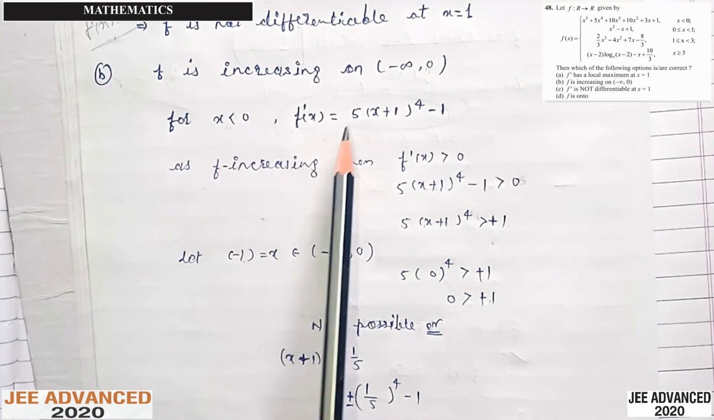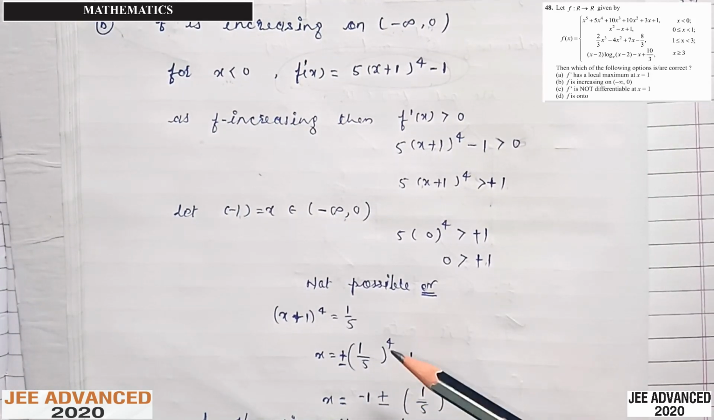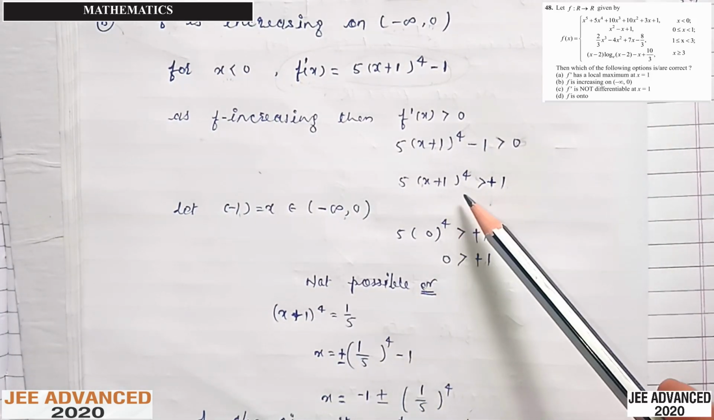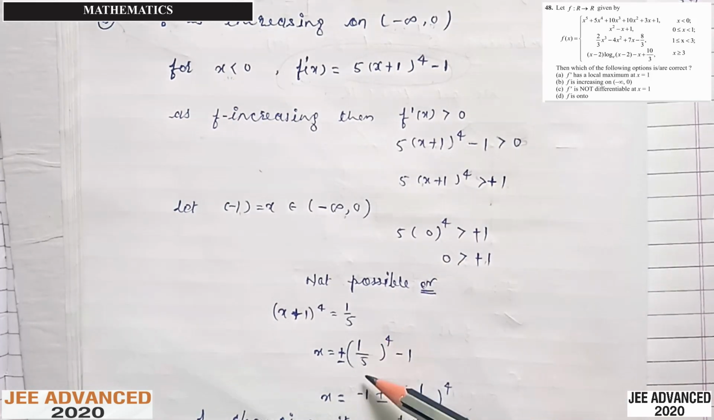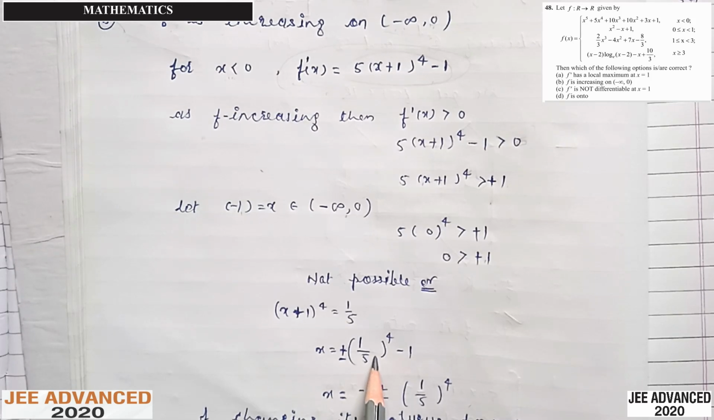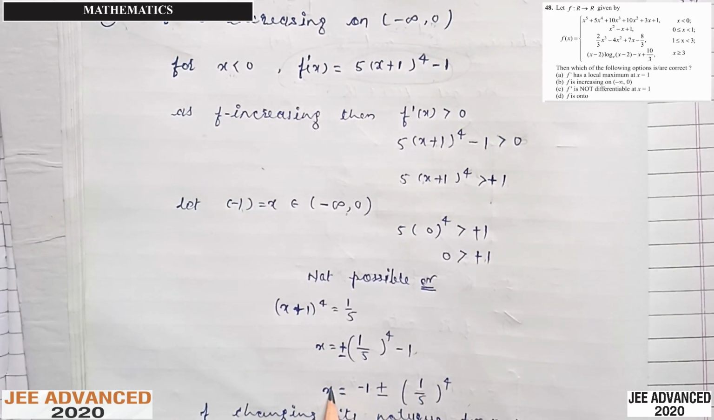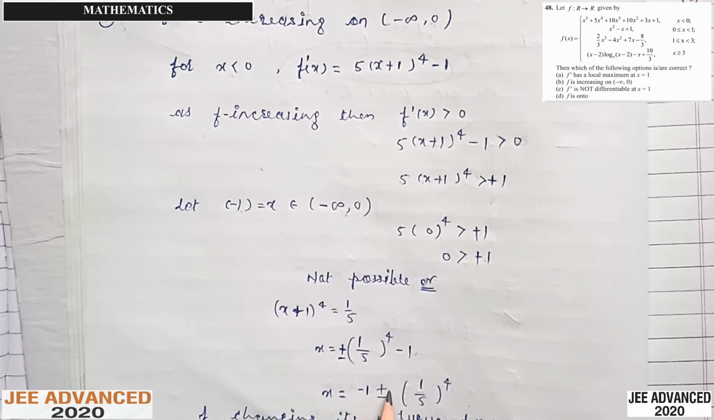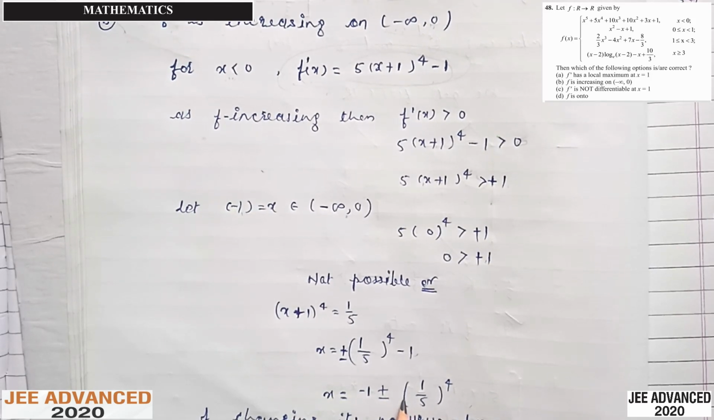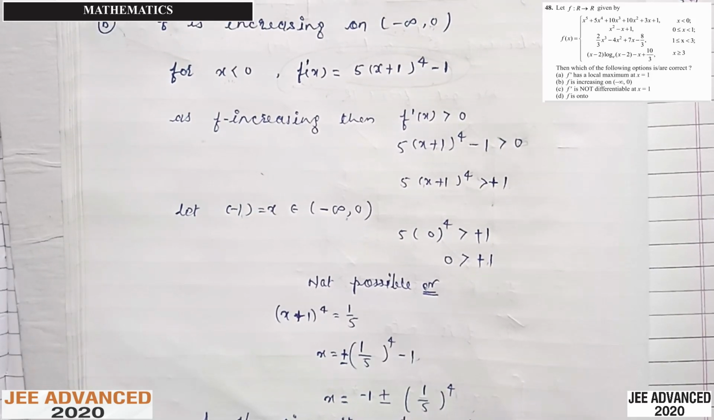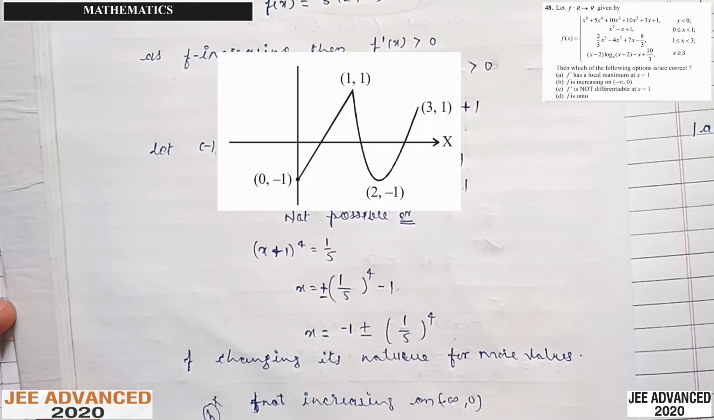If you do not understand this, let's see another solution for this one. You will get the value for x by using this. So the value for x is plus minus 1 by 5 raised to 4, minus 1. This is just finding the value for x. So I got the value for x as negative 1 plus 1 by 5 raised to 4, and negative 1 minus 1 by 5 raised to 4. Two values for x. So f is changing its nature for different values, so we say that f is not increasing. It is a wrong option.